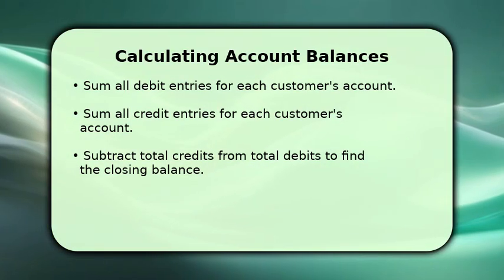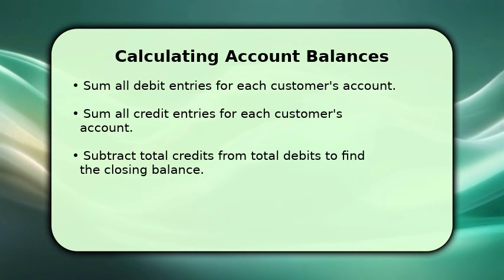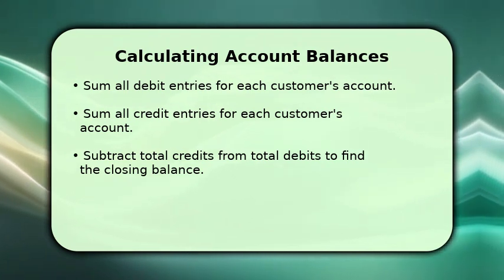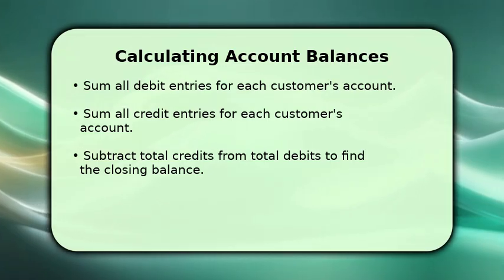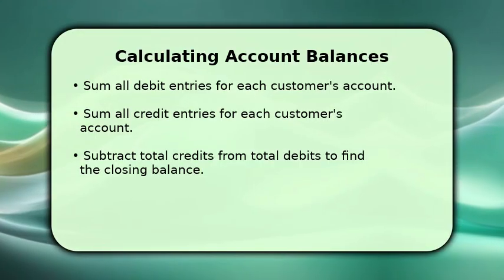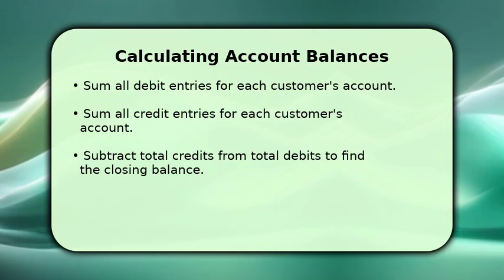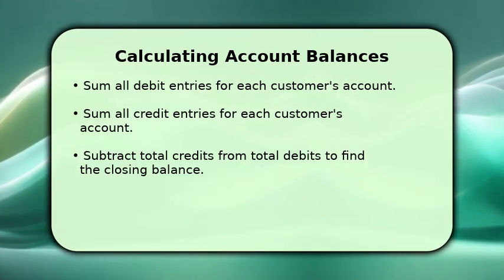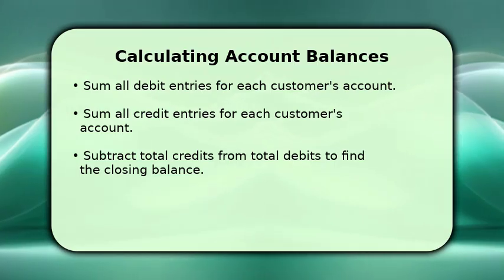Once all transactions are recorded, calculate the balance for each customer. First, add up all the debit entries in their account. Then, sum all the credit entries. Finally, subtract the total credits from the total debits. The resulting figure is the customer's closing balance, representing the amount they still owe the business. This process is repeated for every customer in the ledger.